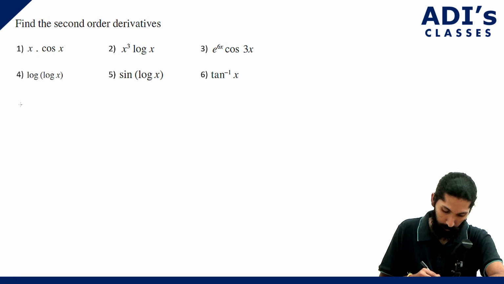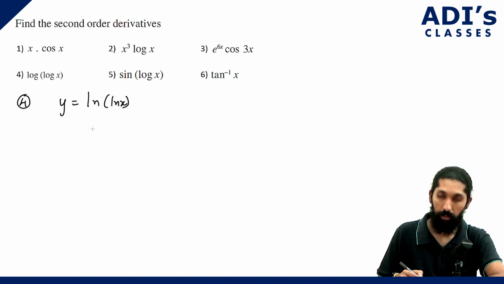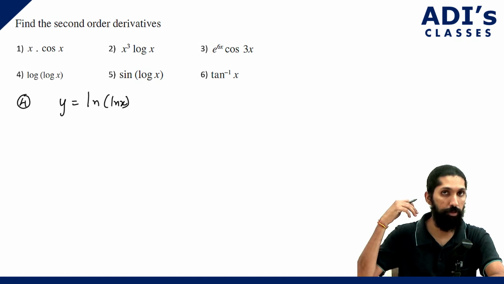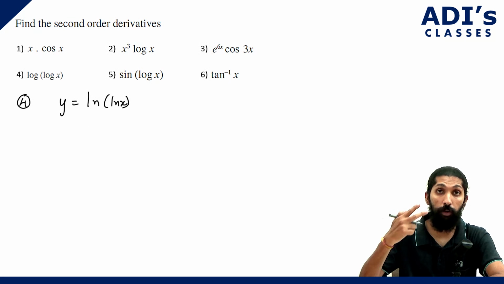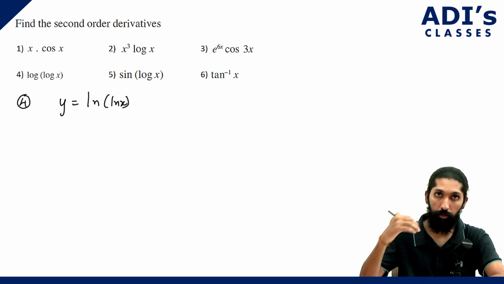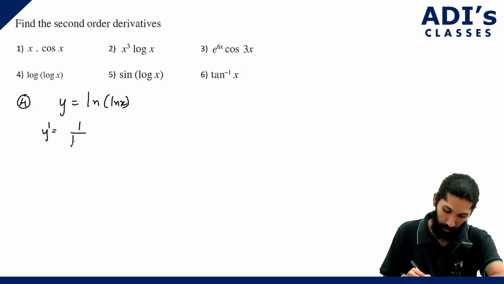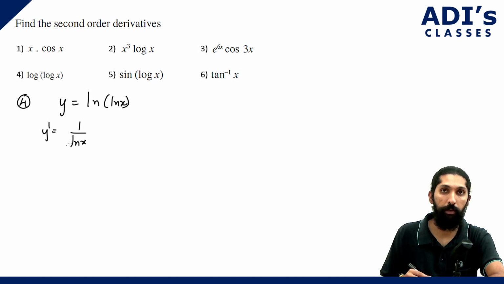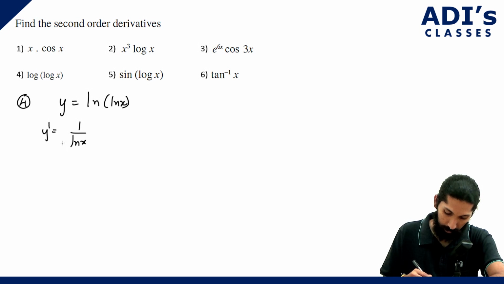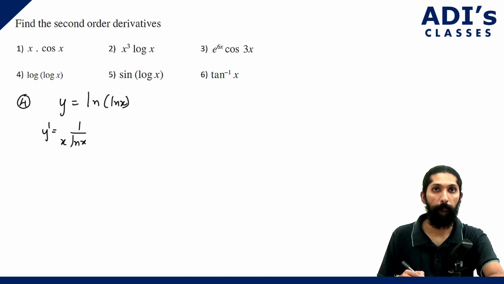See the fourth one, what we have, y is equal to log of log x. Correct? Here it's just a chain rule. You have two functions, one within the other. You have to differentiate. Alright? So y dash is equal to 1 by log x into 1 by x. Correct? Or we can write this as 1 by x log x.